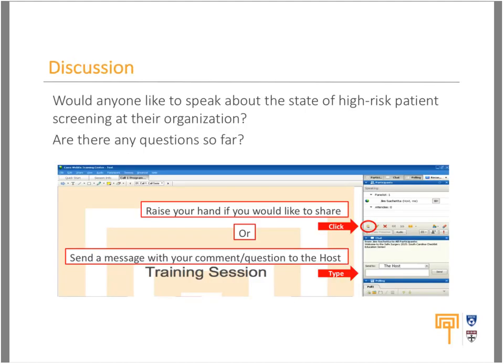What we really like is if anyone would like to speak up about the state of their high-risk patient screening at their organizations, or in general, if anyone has questions so far, maybe if you wanted to answer the poll and it didn't work for some reason also. And feel free to, again, use that raise the hand icon to join in on the phone. If you also want to chat us a question, we're happy to read it out loud or to use that Q&A function.